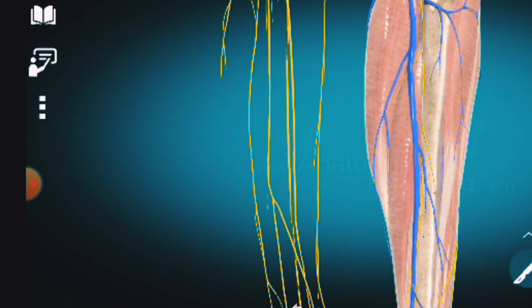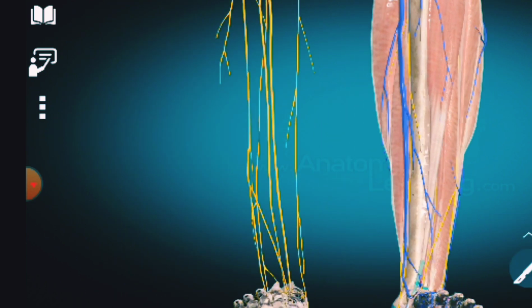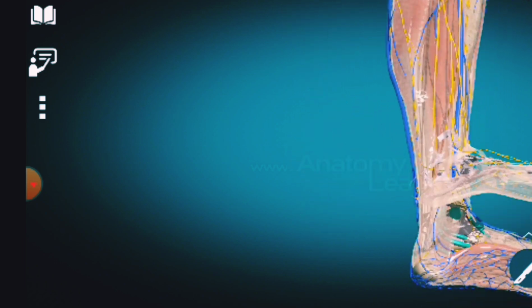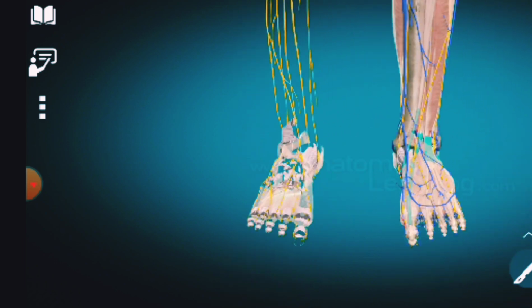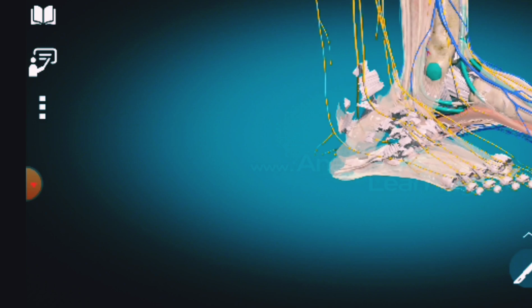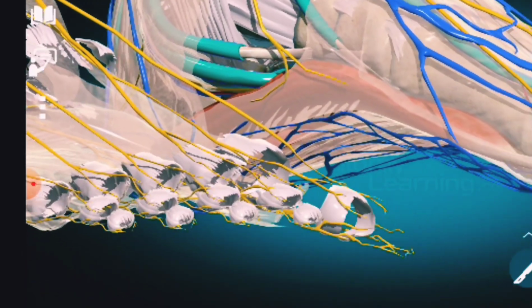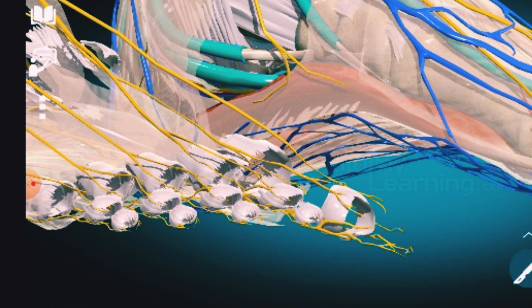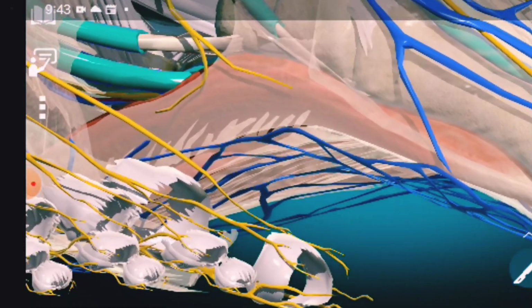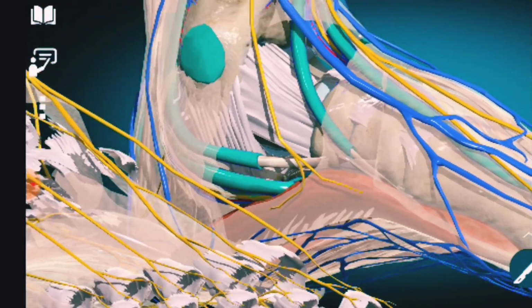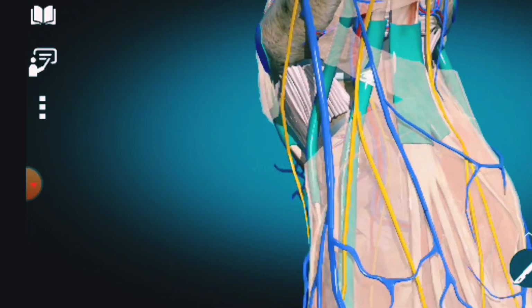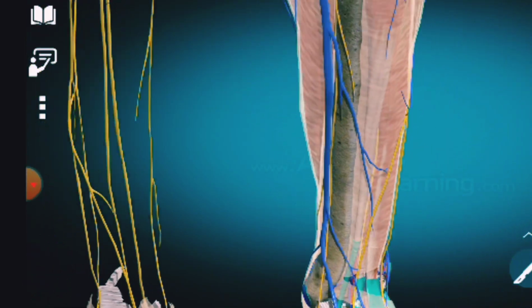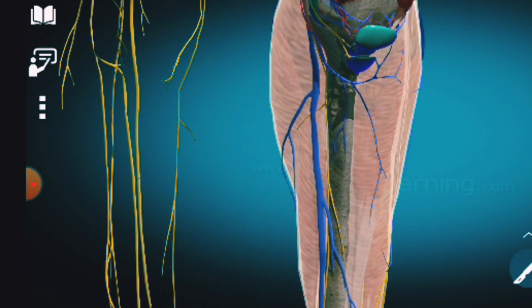The saphenous nerve will supply the medial aspect of the leg, and it also supplies the medial aspect of the foot, going as far as the head of the first metatarsal. In some books, it goes as far as the head of the first metatarsal here. So that's what we have simply gathered about the superficial structures.